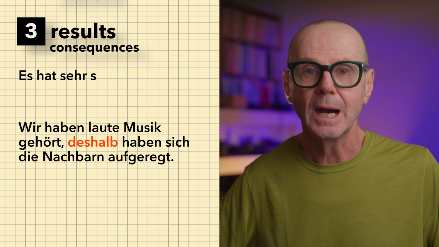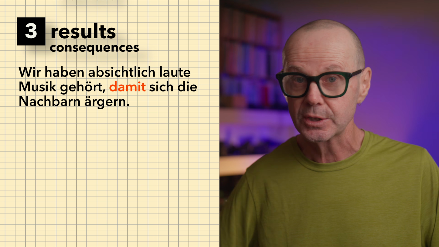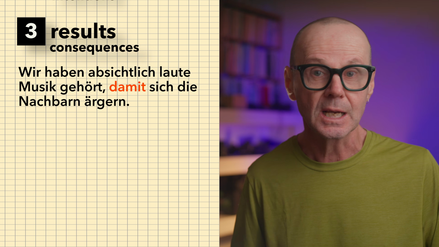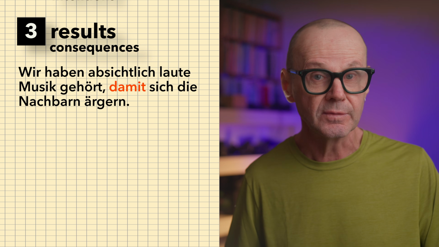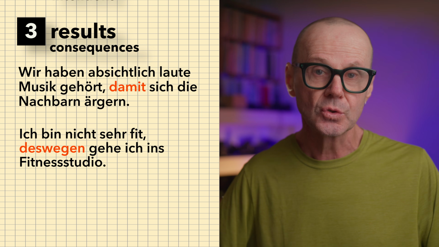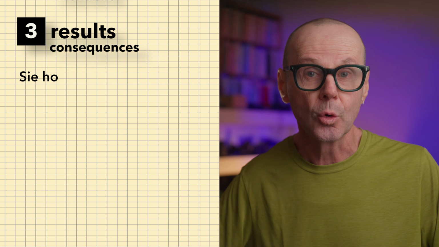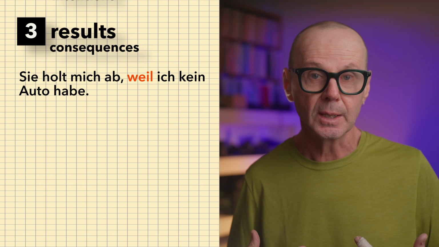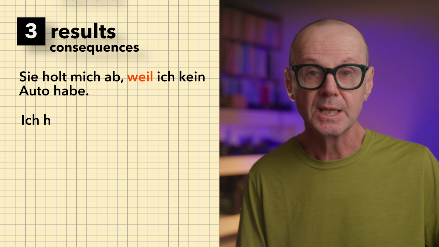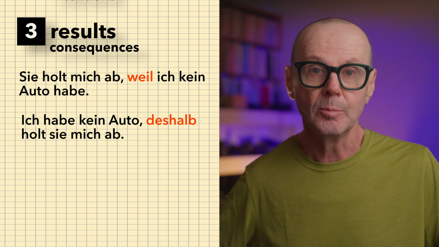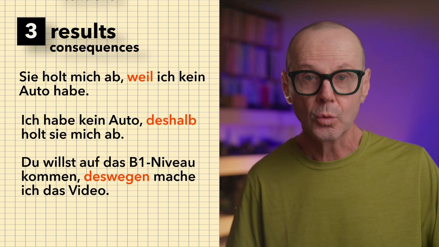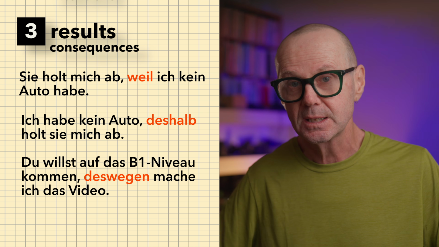If I'd said, wir haben absichtlich laute Musik gehört, damit sich die Nachbarn ärgern, then there is an intended result. Or we could use deswegen. Ich bin nicht sehr fit, deswegen gehe ich ins Fitnessstudio. Or remember this sentence, sie holt mich ab, weil ich kein Auto habe. Let's express this in a more results-focused way. Ich habe kein Auto, deshalb holt sie mich ab. Or du willst auf das B1-Niveau kommen, deswegen mache ich das Video.